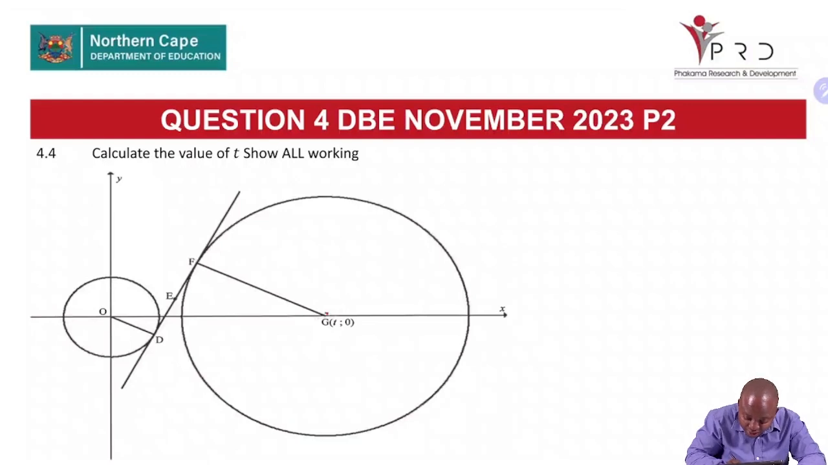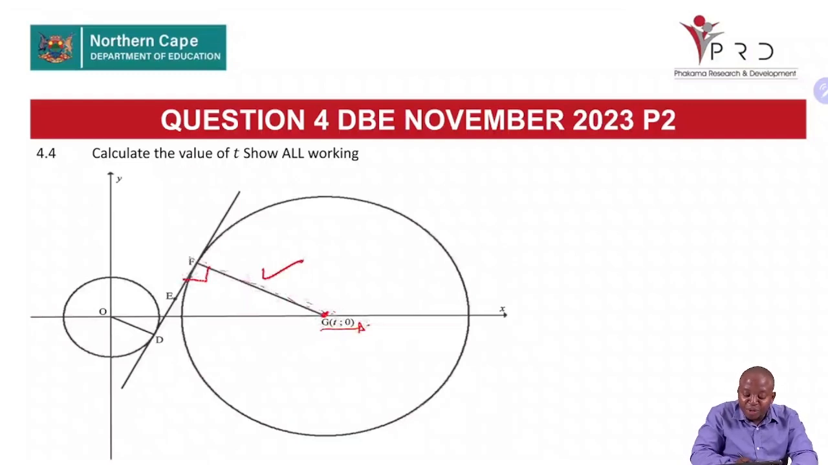Where is t? T is the point lying on the center of the bigger circle. Now, how would you find that? You can see that t also lies on this line. So there are 2 points, 2 options in this case. You can find the equation of fg. How would you find it? You can find its gradient first.